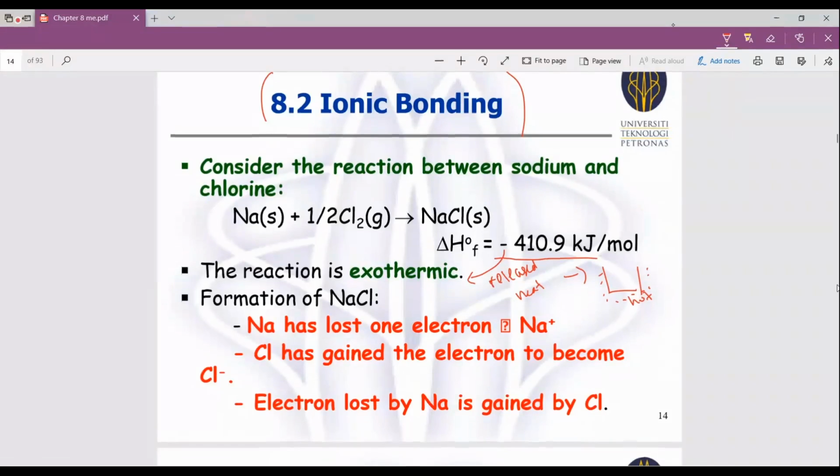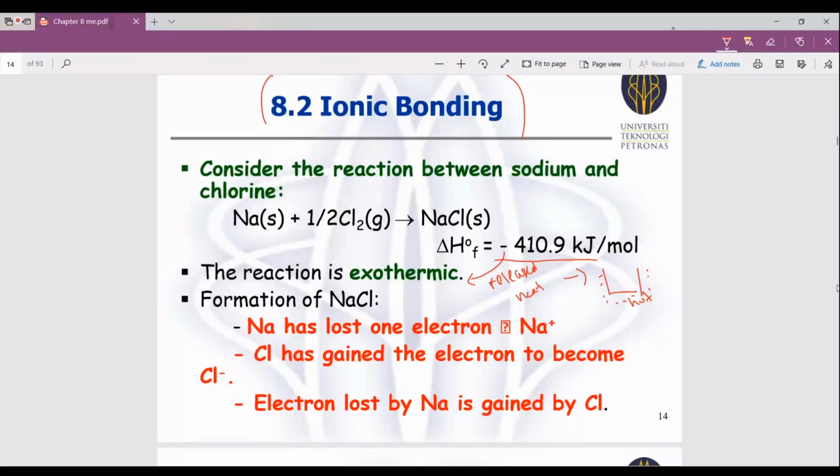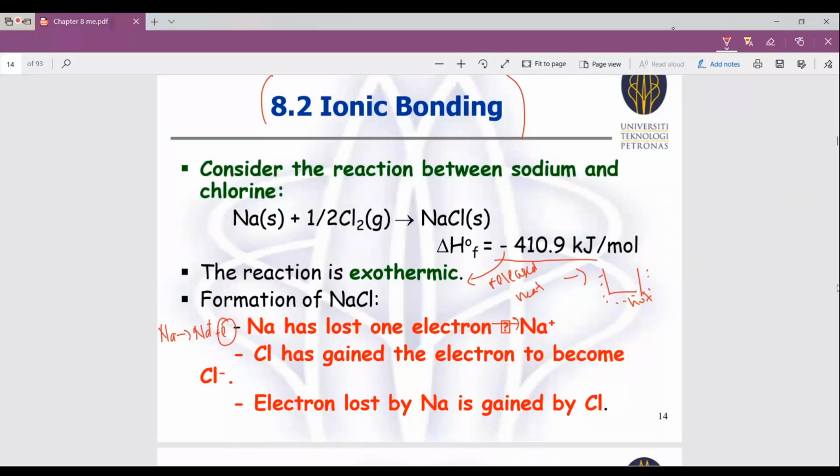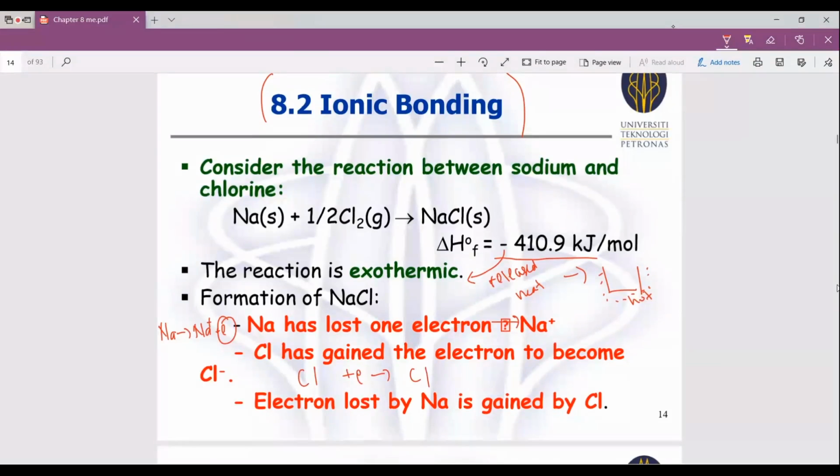Na has lost one electron. Na loses an electron, and becomes Na plus. So it lost one electron. Cl gains the electron to form Cl minus. Then the electron lost by Na is gained by Cl. That's why we get NaCl.